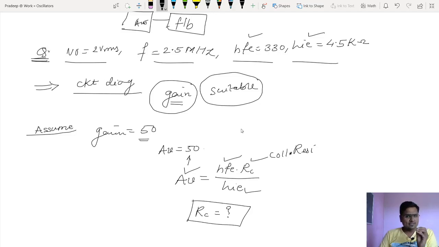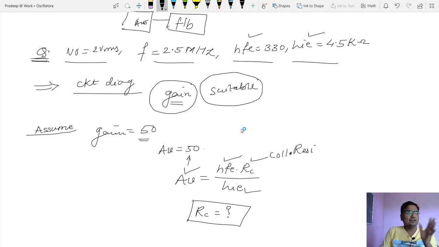See, we are following the same process as we have followed in last semester. Otherwise, another alternative is already there. We have designed a single stage RC coupled amplifier in the RC phase shift oscillator. People can follow that process also.